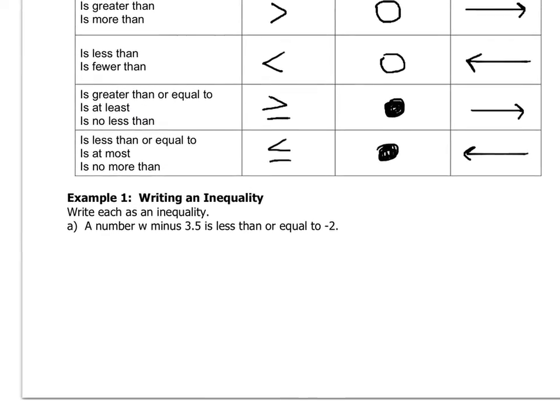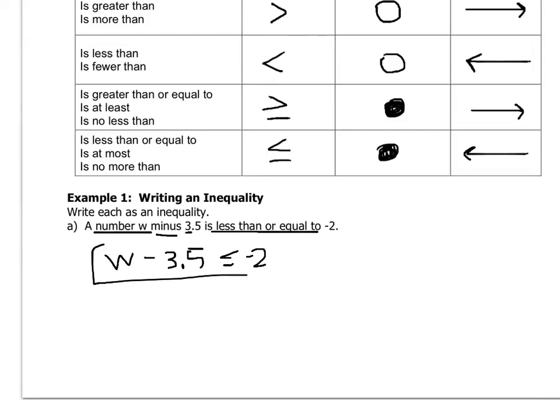They want us to translate letter A, and so I'm just going to read it as it's written, and then I'm just going to translate it. A number W, so that's W, minus 3.5 is less than or equal to negative 2. And that's all they want us to do, just to translate.